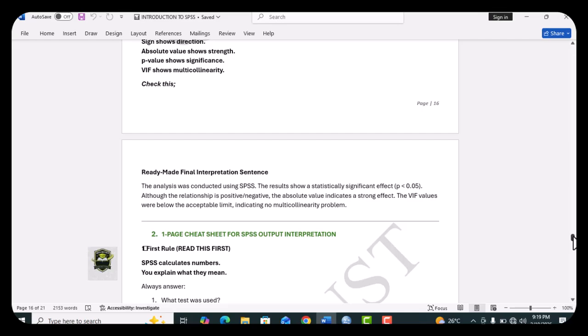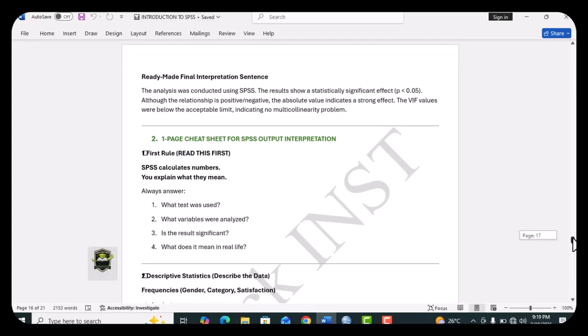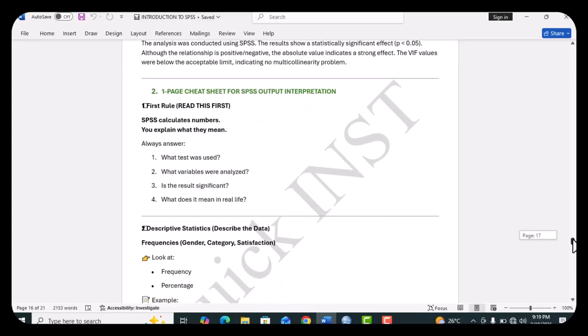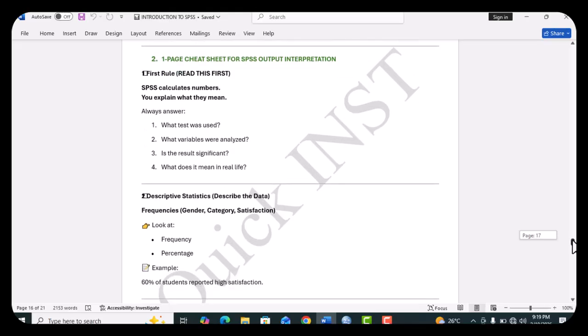You can explain what they mean. Always answer: what was the test used for, what variable was analyzed, is the result significant, and what does it mean in real life. With descriptive statistics, you analyze for mean and standard deviation.